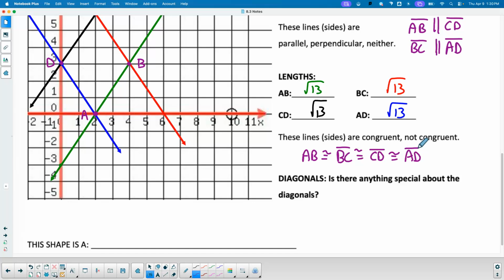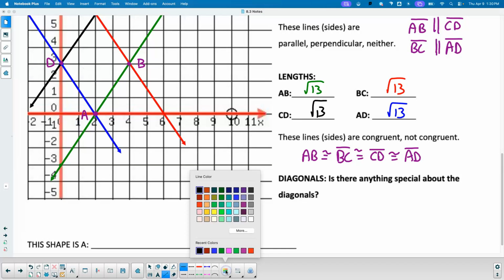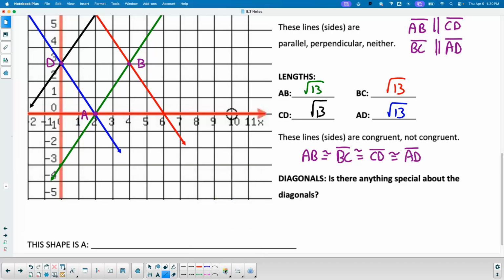Could it be anything more? No, because the sides aren't perpendicular. Yep, exactly. So it's just a rhombus. But then it asks, is there anything special about the diagonals? So let me put in here the diagonals now of this figure. So the diagonals are those pink lines.